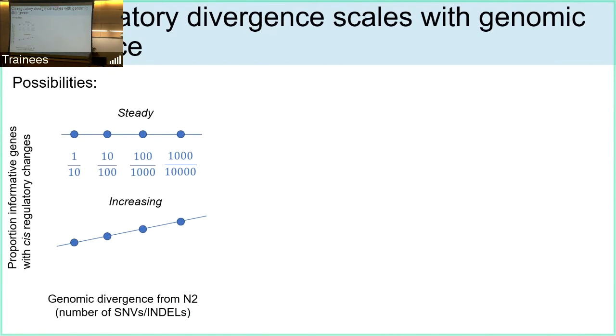But the proportion could stay steady, as in this top cartoon, which would mean we accumulate cis-regulatory changes at the same rate as genome changes. So each new change to the genome has an equal likelihood of changing gene expression. Or we could see this increase with more mutations, such that each new mutation has an increased chance of changing gene expression, maybe because more mutations are accumulating within genes at that point.